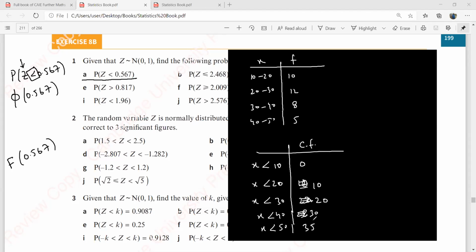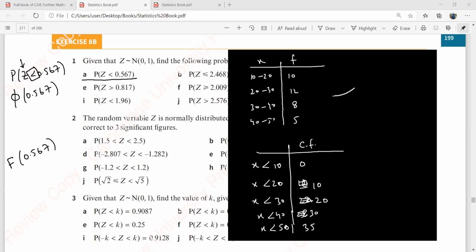Yes, children? Say it quickly. Yes. So X is less than 50, that is the maximum mark. So all of the class, that is 35 people, they have marks less than 50.